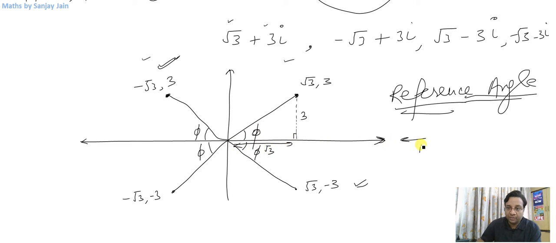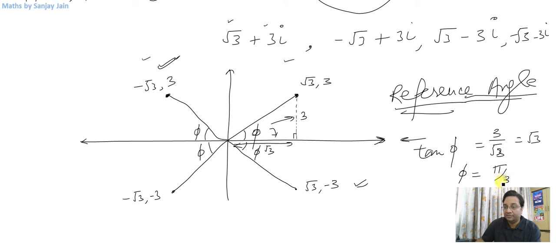So I can always do tan phi, which will be equal to opposite by adjacent. That is 3 upon root 3, which is root 3. So it will give me phi equals pi by 3 in first quadrant, right? Okay, I am looking for acute angles here.